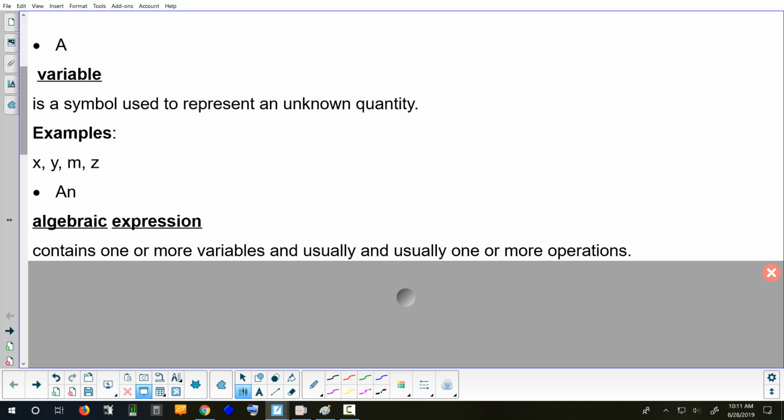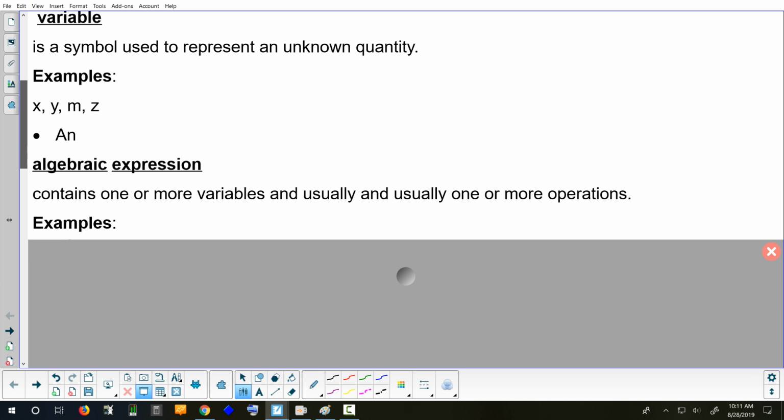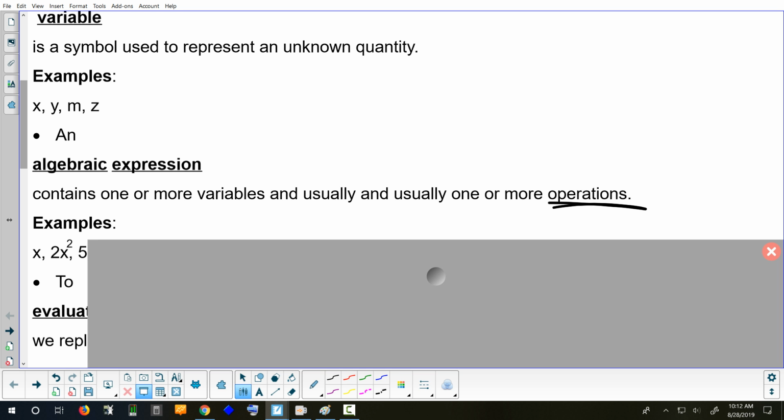So an algebraic expression. Let's read what it says again. It contains one or more variables, so it could actually just be a variable. x, that's an algebraic expression. It's a very, very simple one, but usually it has one or more operations. Now when we say an operation in math, we're not doing heart surgery. What do we mean by an operation? There are four simple ones. Yeah, like x plus 28. Plus, that's one. Add, subtract, multiply, divide. Those are operations. Okay. Exponents. If you're not sure what an exponent is, we'll talk about it, but that's an exponent.